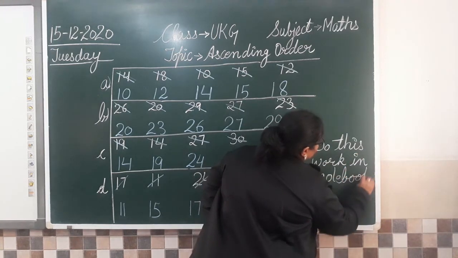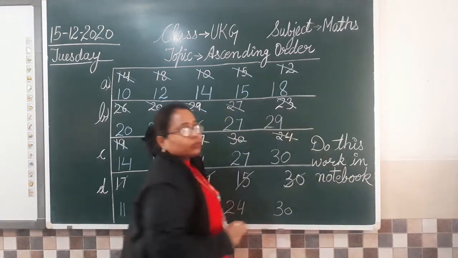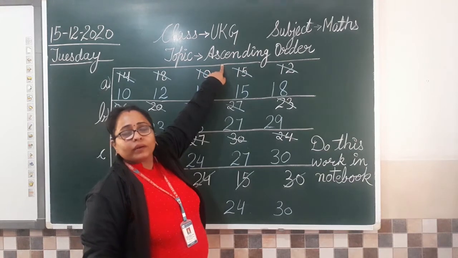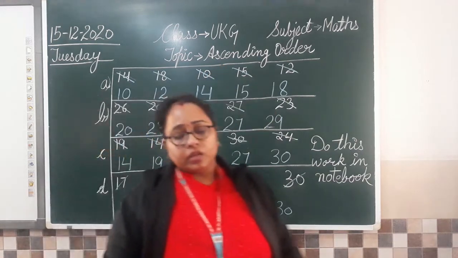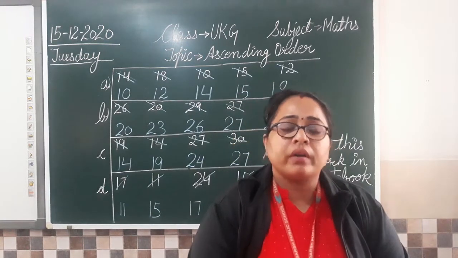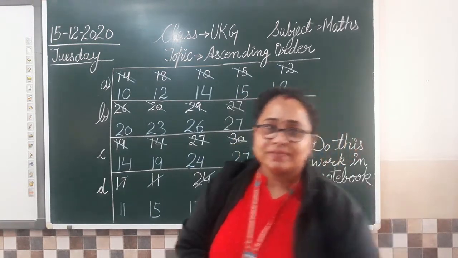So all of you open your notebooks, write down the date and the topic. So you all know what is the topic? Ascending order. So write down date and topic and let's see how to do this work in our notebook today. Okay class?